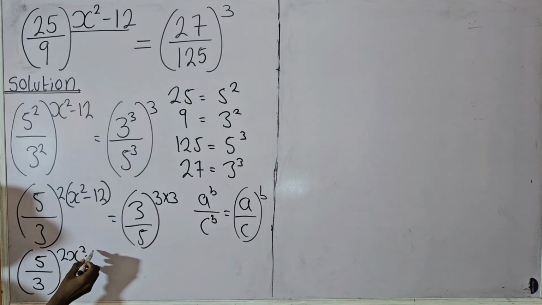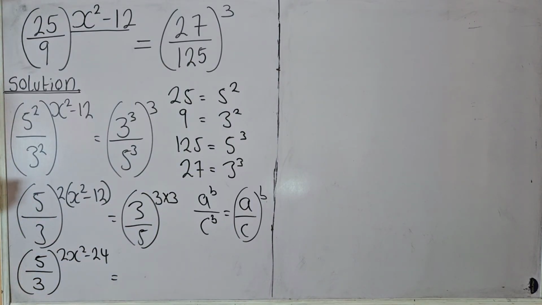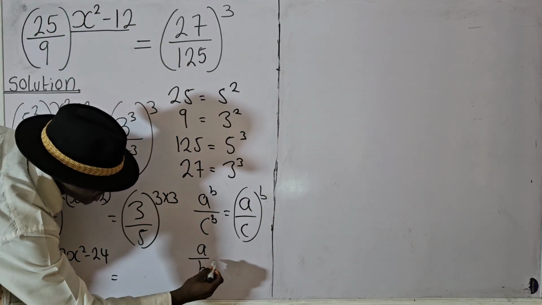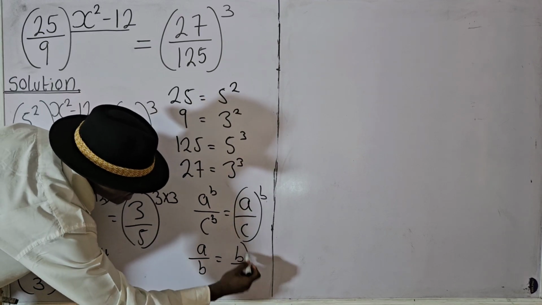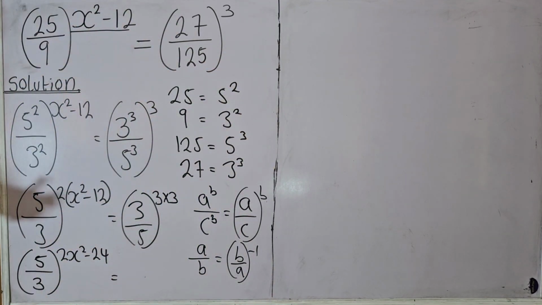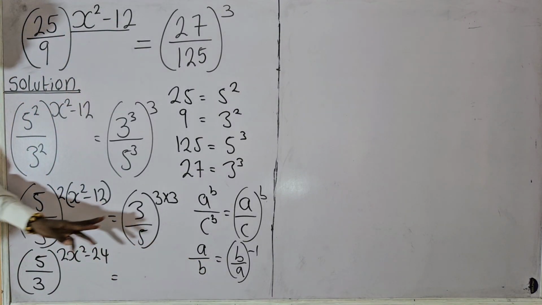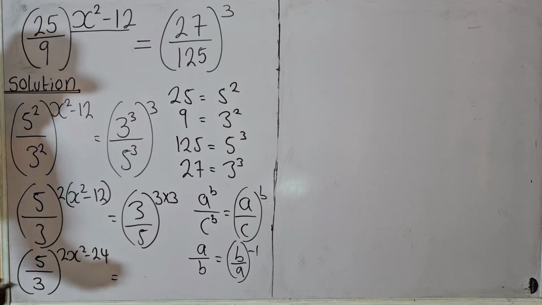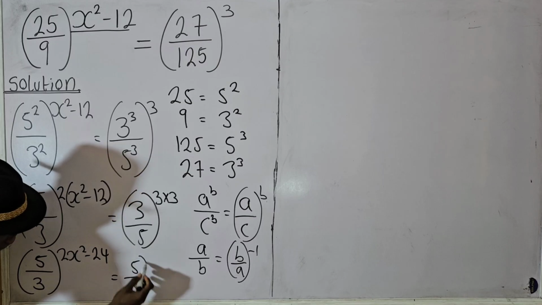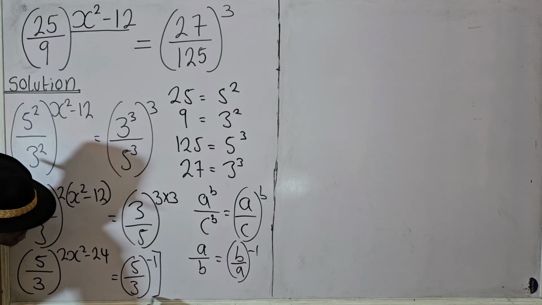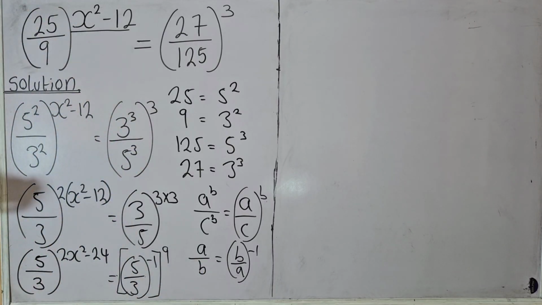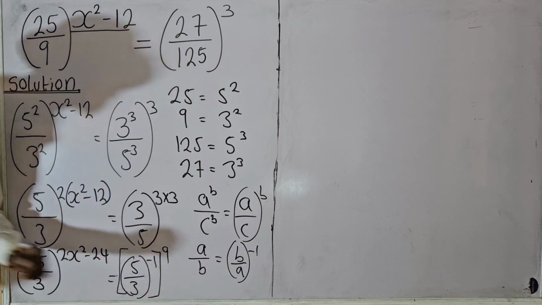that is 2x² − 24 equals to, now listen to me. I want you to remember this law. Do you know that a over b can be written as (b over a) raised to the power of negative 1, right? That is, the inverse of b over a will give us a over b. That means that if I want to rewrite 3 over 5 as 5 over 3, I just have to take the inverse. So I'm going to have 5 over 3 raised to the power of negative 1, and this is raised to the power of 9, right? So I've not done anything, I just applied this law.